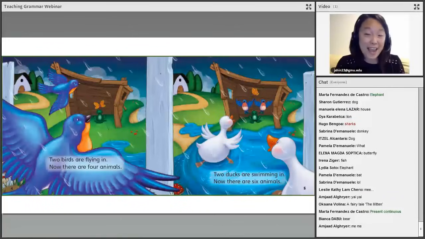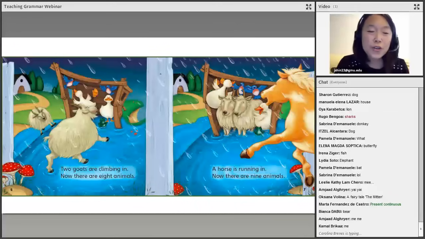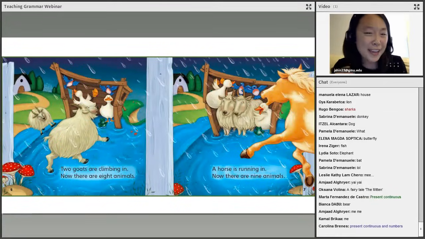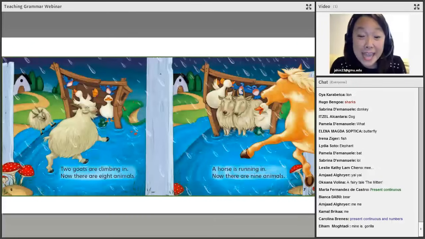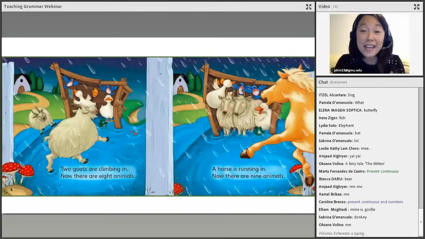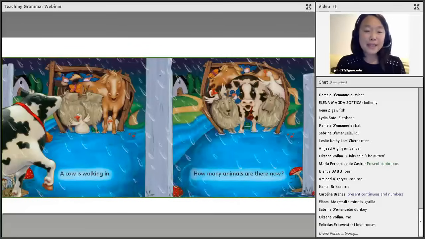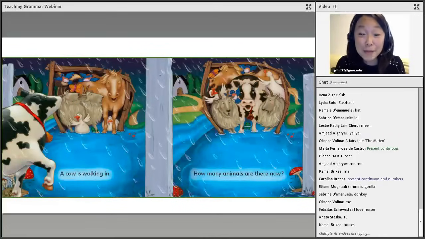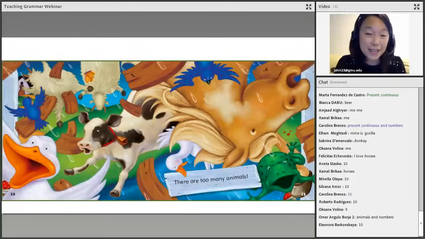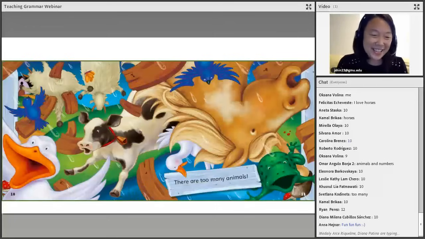Now there are four animals. Two ducks are swimming in. Anyone have a duck? Nice. Now there are six animals. Two goats are climbing in. Any goat fans? I love goats. Now there are eight animals. A horse is running in. Now there are nine animals. A cow is walking in. Any cow fans? Yes. How many animals are there now? 10 animals. There are too many animals. And now the shed broke. So that's the story.